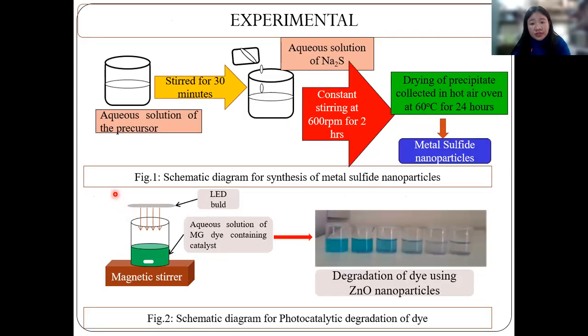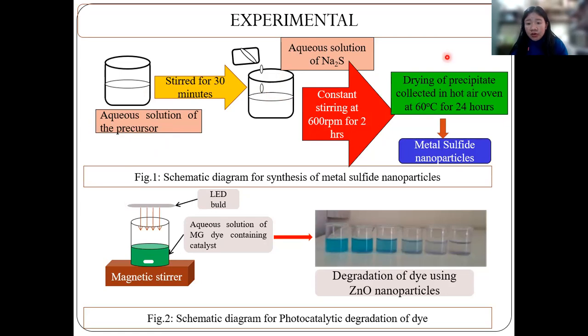First, the metal sulfides were synthesized using the co-precipitation method. An aqueous solution of the precursor material was taken; for cadmium sulfide, cadmium chloride was taken as the precursor material, and for zinc sulfide, zinc nitrate hexahydrate was taken as the precursor material. It was stirred for 30 minutes, and after stirring, an aqueous solution of sodium sulfide was added dropwise to that solution, and it was kept under constant stirring at 600 rpm for 2 hours.